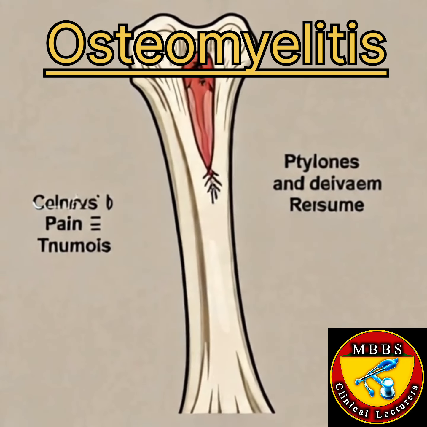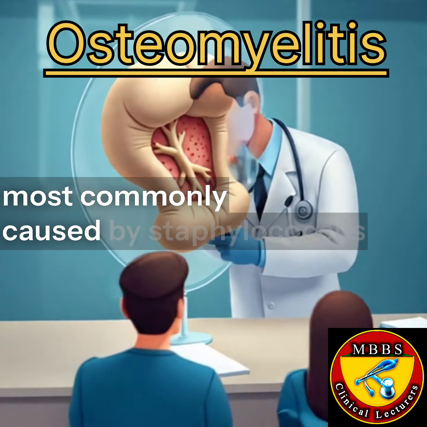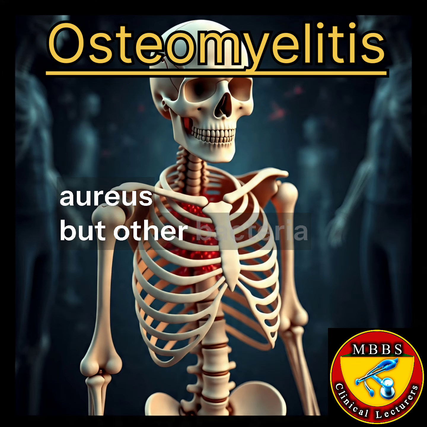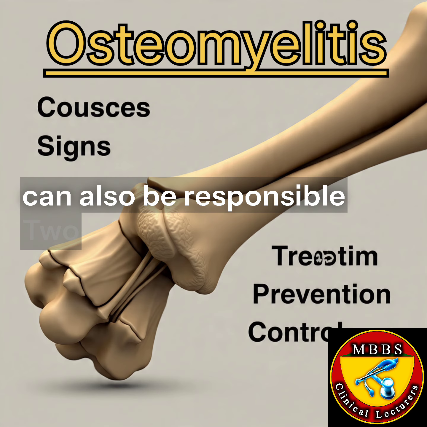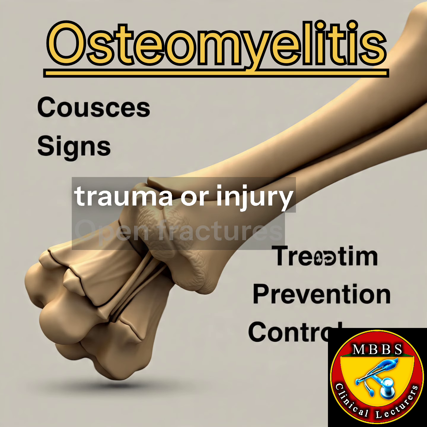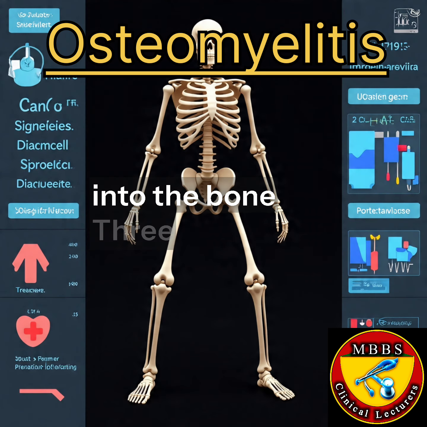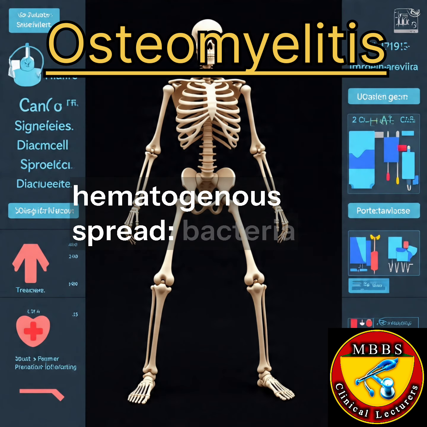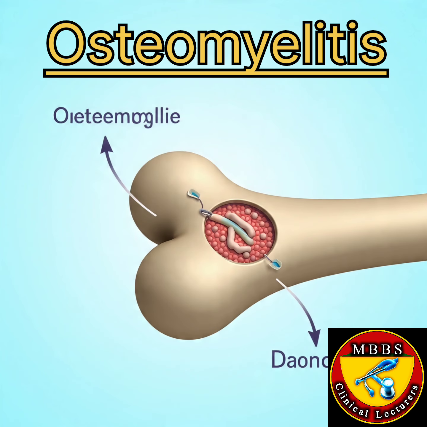pelvis. Causes: 1. Bacterial infection, most commonly caused by Staphylococcus aureus, but other bacteria like Streptococcus and Pseudomonas can also be responsible. 2. Trauma or injury: open fractures or wounds can introduce bacteria into the bone. 3. Hematogenous spread: bacteria can spread to the bone through the bloodstream from other infected sites.